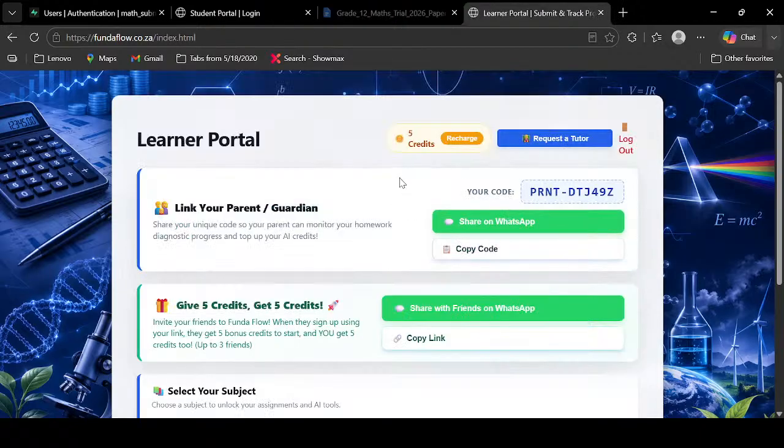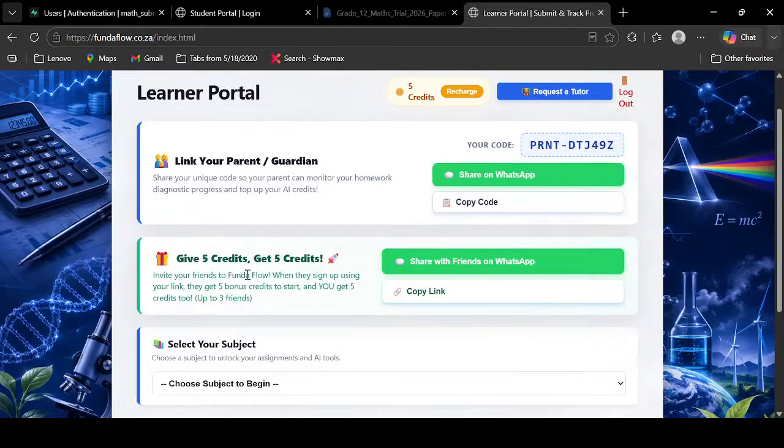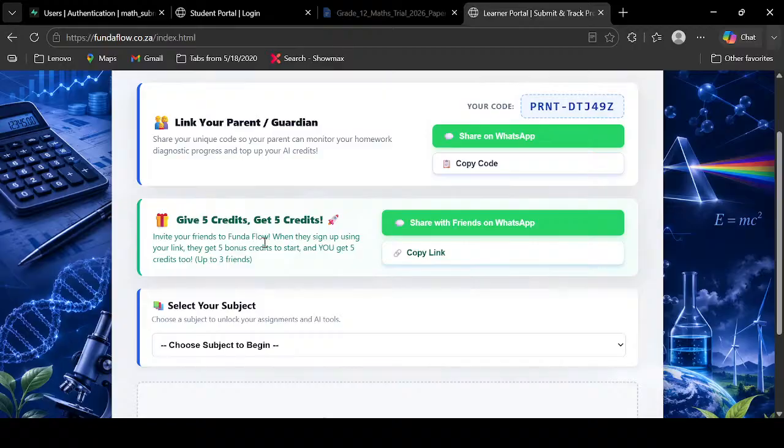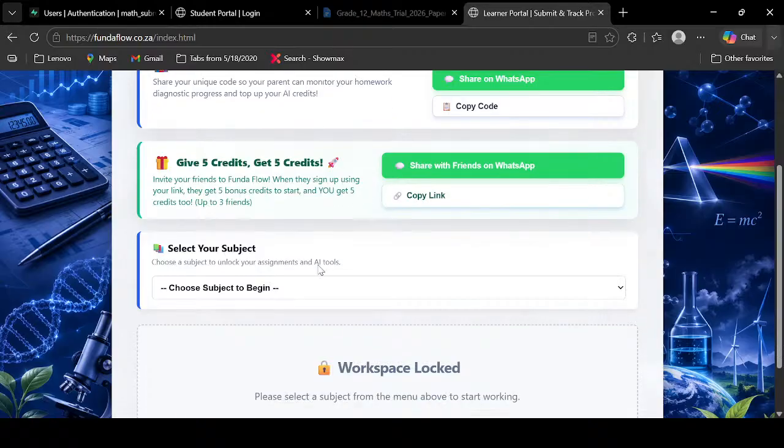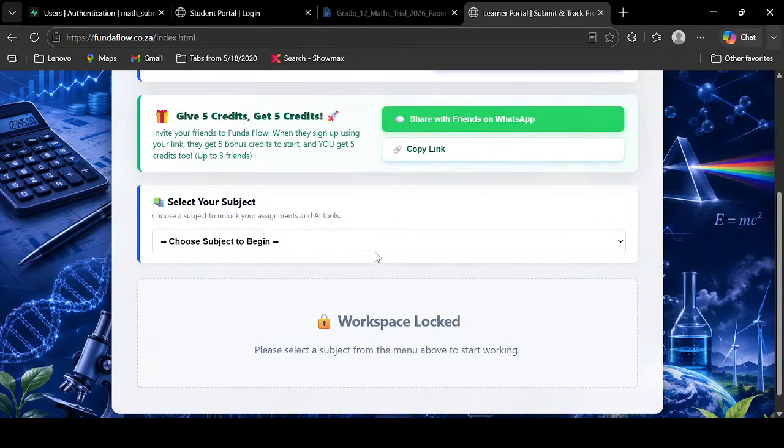You guys, you can use these features. It says you can link to your parent or guardian, and then you can get 5 credits. They say giving is receiving. Sharing is caring. You can share with friends, and then you're going to get 5 credits. Also, they're going to get 5 credits if they sign up. Yeah, if they use your link. You need to share this particular link.